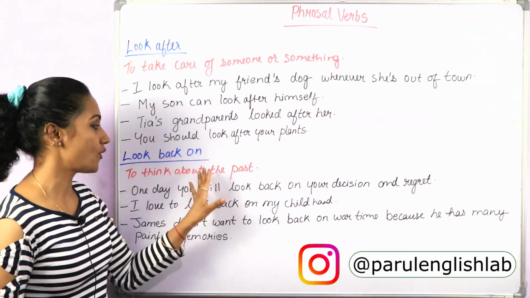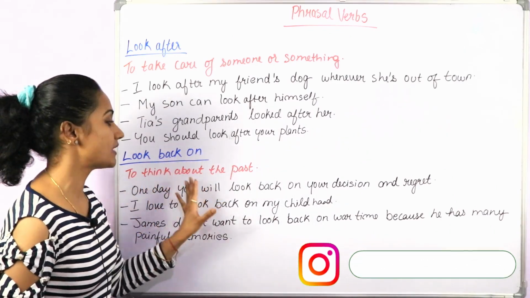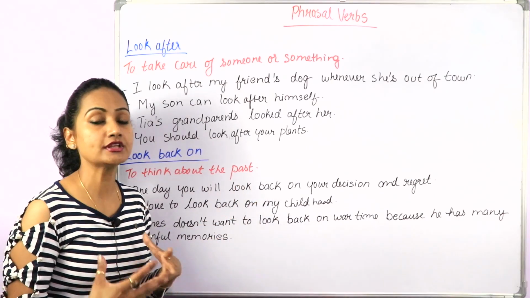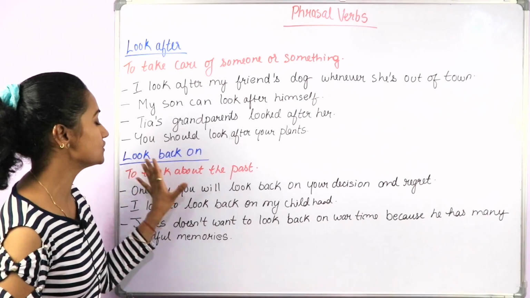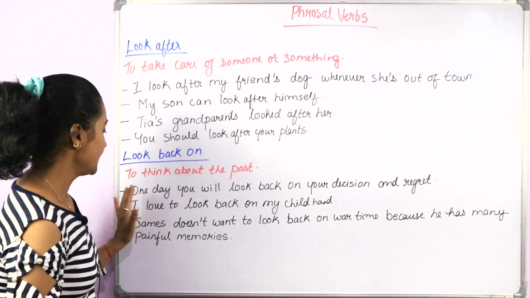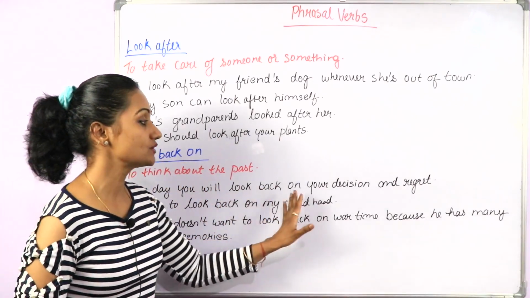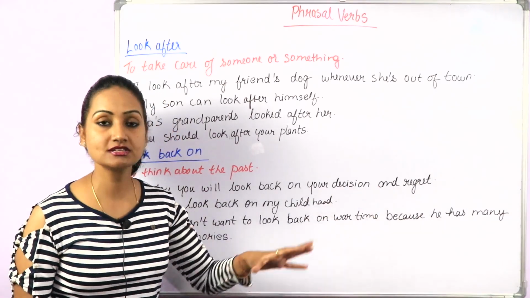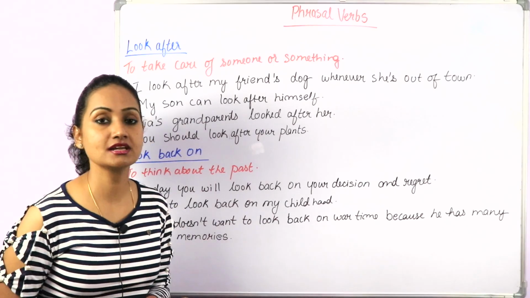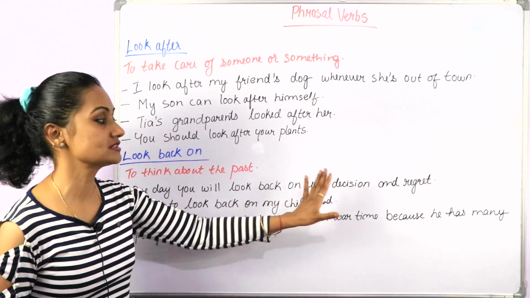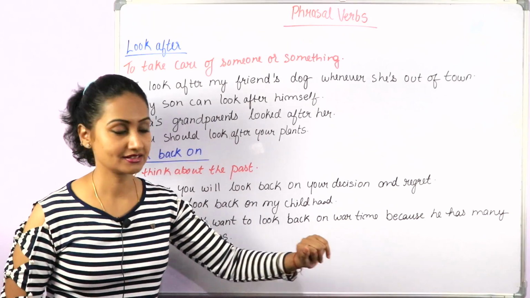Now look back on. This means to think about the past. When you think of something in the past, that is called look back on. One day you will look back on your decision and regret. Don't take this decision. It's not right. Let me tell you, one day you will look back on your decision and regret.